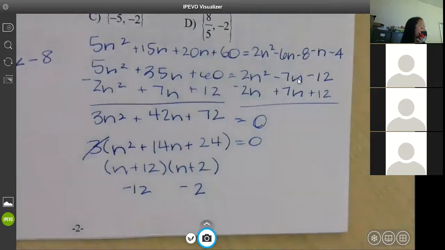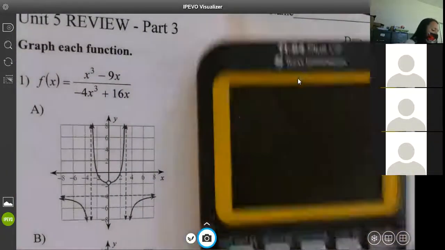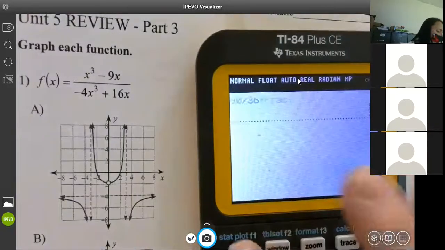I got about 5.5 minutes left. Okay. But it's really easy. Just put these in your calculator. When you guys do this in your calculator, I'm just going to do this first one with you.